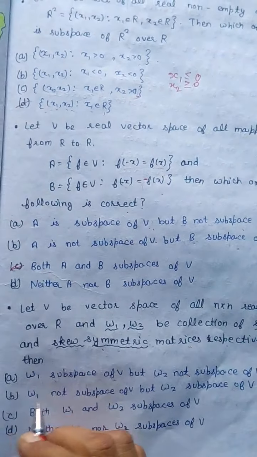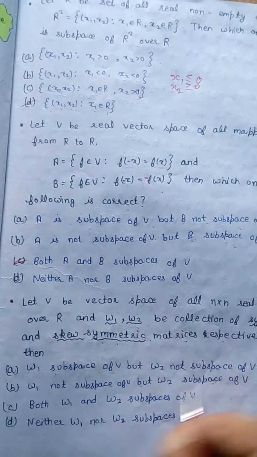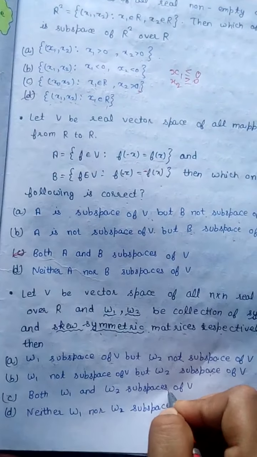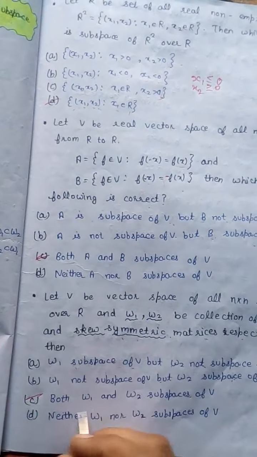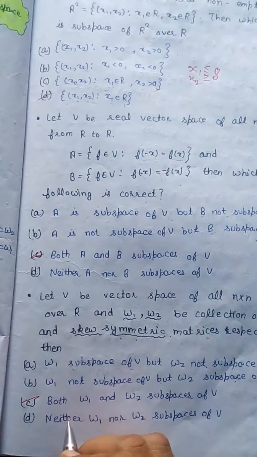W1 is not a subspace of V, but W2 is a subspace of V. It is also wrong. Both W1 and W2 are subspaces of V. It is true. Neither W1 nor W2 is a subspace of V. It is also wrong.